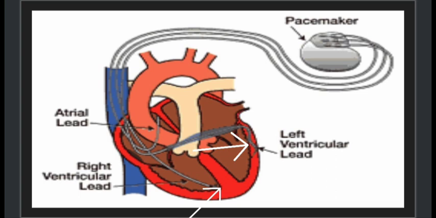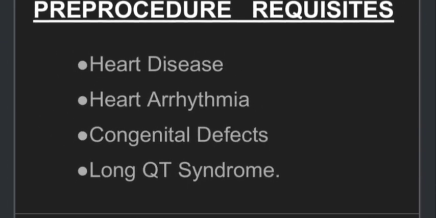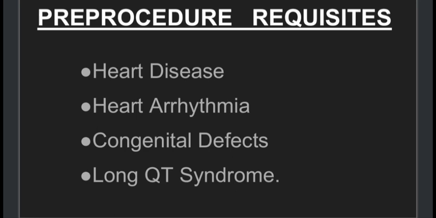Now just see the arrow marks which are marked in this biventricular. In dual, it is two wires to the two chambers, whereas biventricular is also connected to two chambers of the heart. But the difference is, dual is connected to the right atrium and right ventricle, whereas biventricular is connected to the right and left ventricles. I hope you all understood the difference. If any confusion is there, please look through the photos of each type. Now let's move on to the pre-procedure requisites.